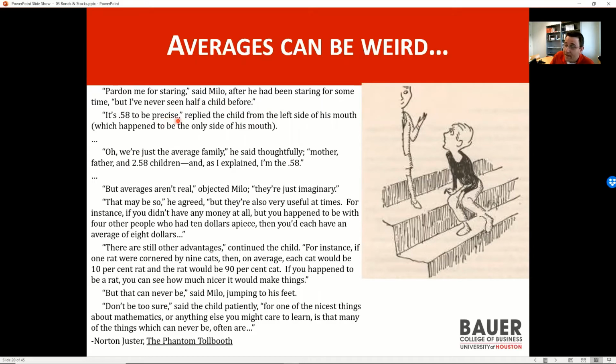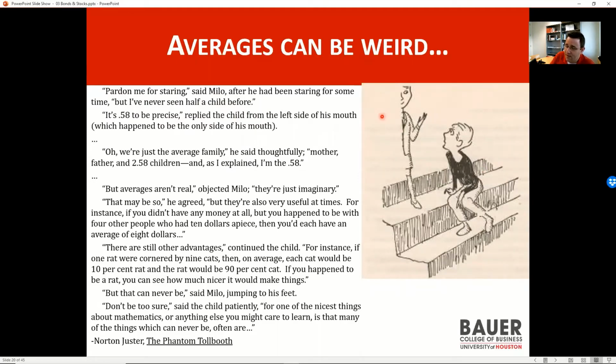"Well, it's 0.58 to be precise," replied the child from the left side of his mouth, which happened to be the only side of his mouth. "Oh, we're just the average family," he said thoughtfully. "Mother, father, and 2.58 children. And as I explained, I'm the 0.58." "But averages aren't real," objected Milo. "They're just imaginary." "Well, that may be so," he agreed, "but they're very useful.